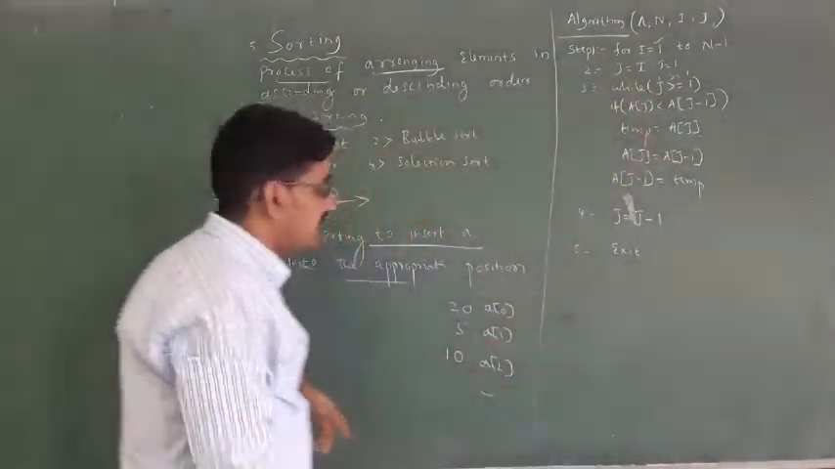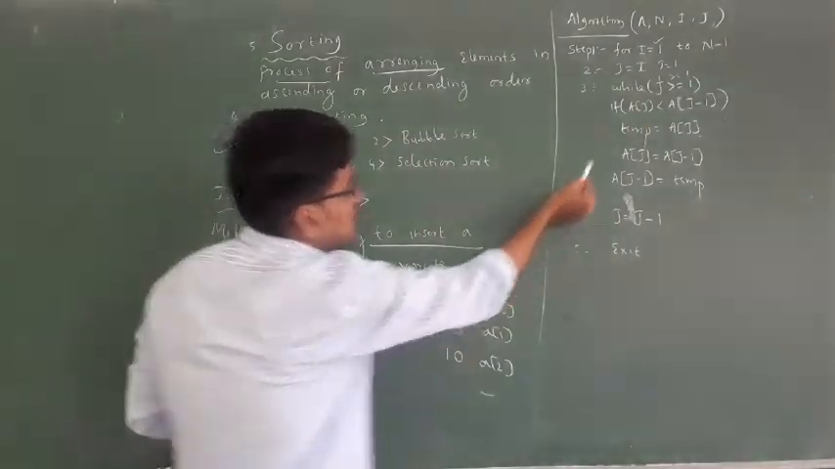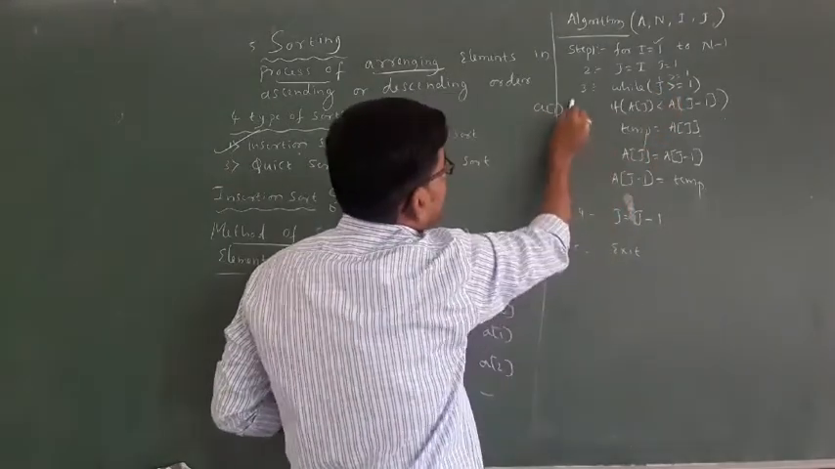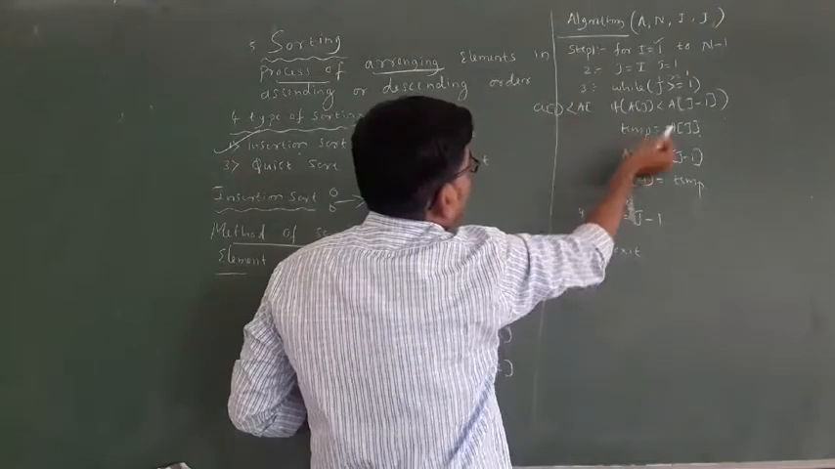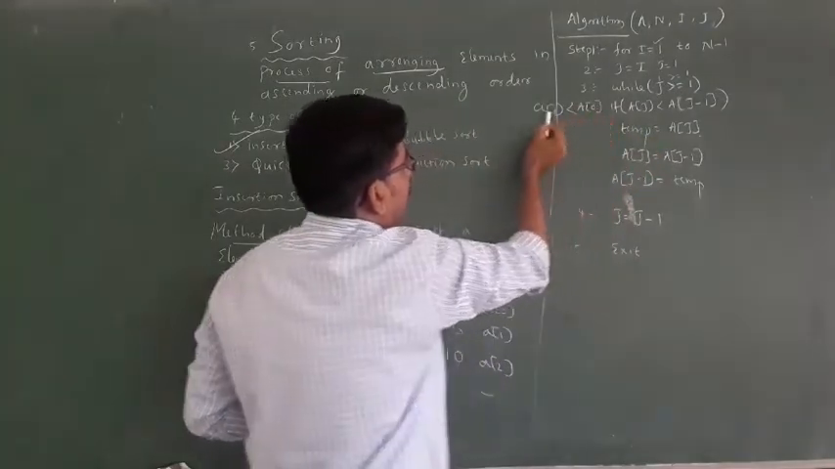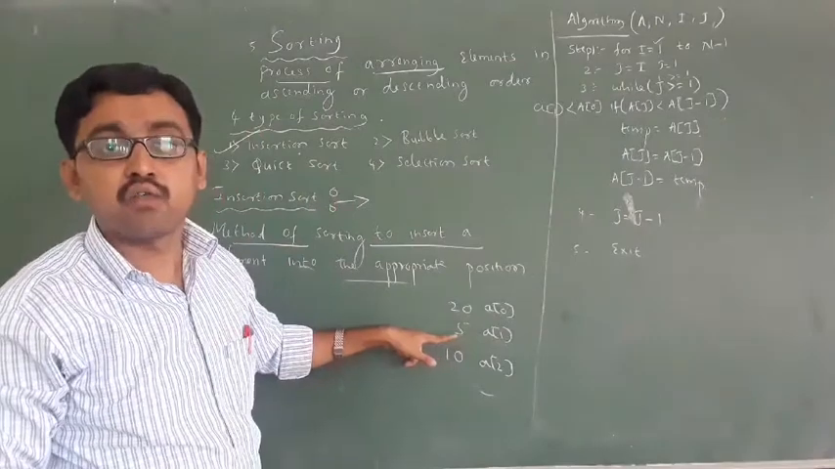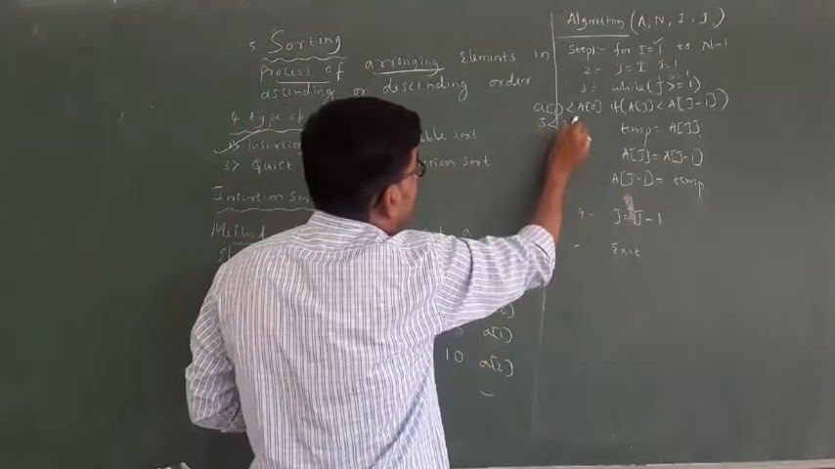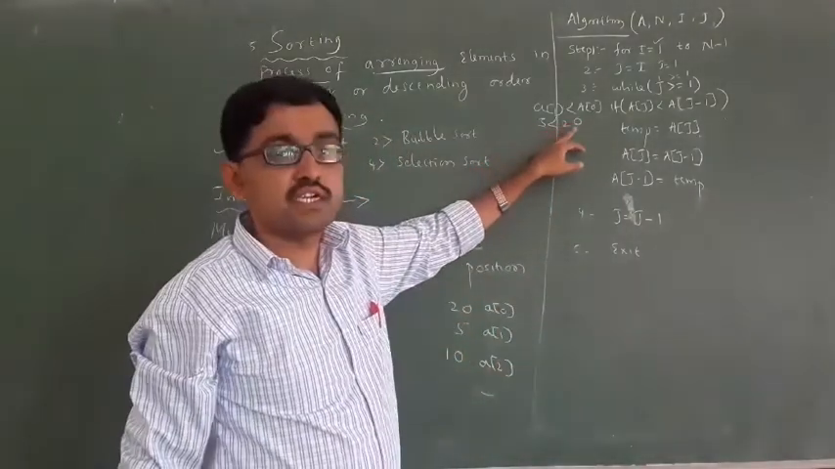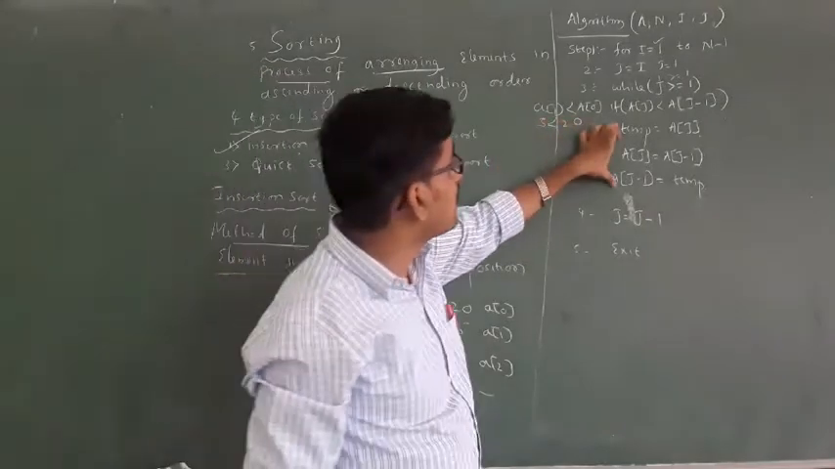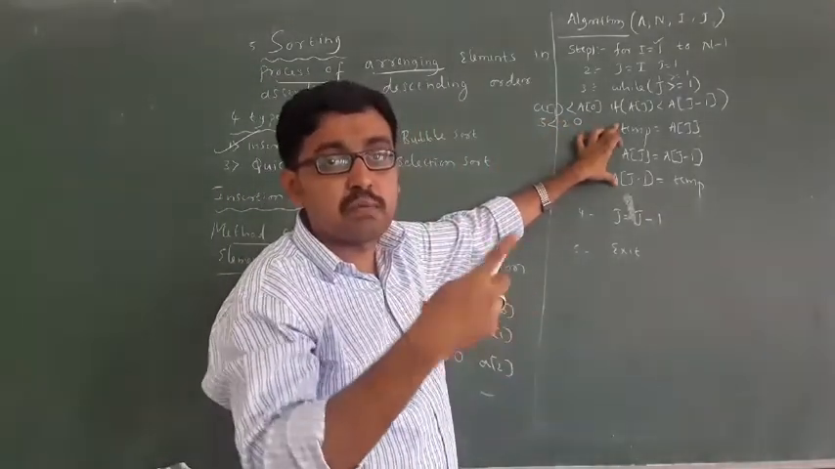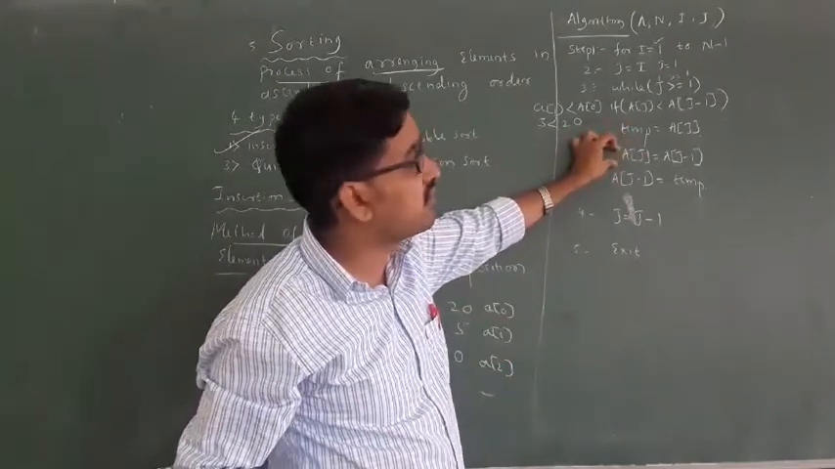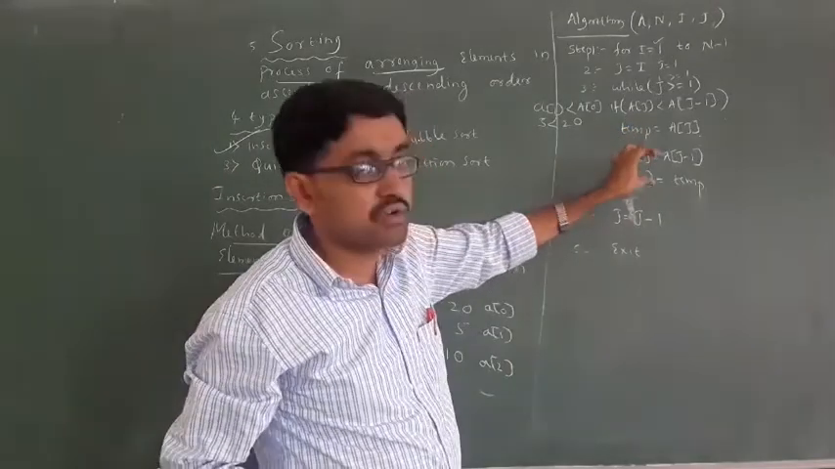See, a of j: j is 1, so a of 1. a of j is less than a of j minus 1; 1 minus 1 means 0. a of 1 means you are getting 5. 5 is less than a of 0, which is 20. 5 is less than 20. Yes, then it will sort. So these will be swapped, interchanged. Temp equal to a of j, a of j equal to a of j minus 1, a of j minus 1 equal to temp.